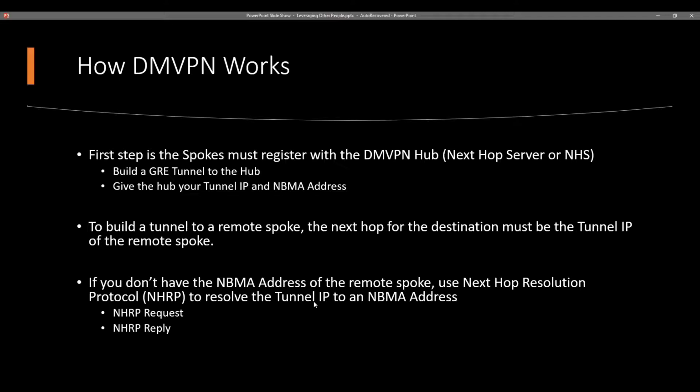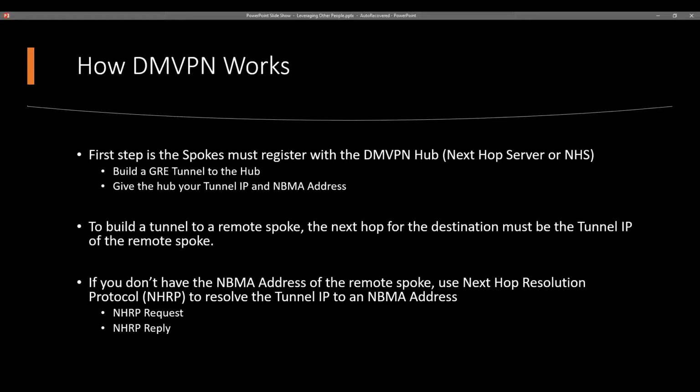Now we can provide router 2 with this information, but remember, we want the spokes to learn this information automatically. Now, if you don't have this information, what you're going to do is you're going to use NHRP or Next Hop Resolution Protocol in order to resolve the tunnel IP to an NBMA address. Think of this as Address Resolution Protocol or ARP.